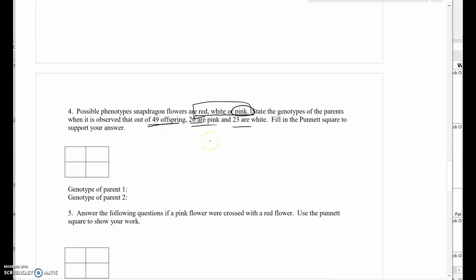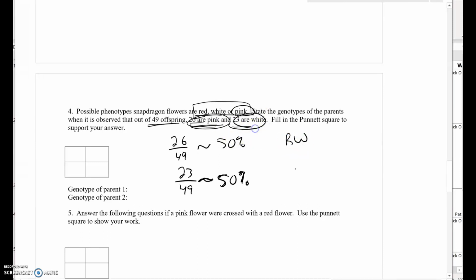26 out of 49 looks like approximately 50%, and 23 out of 49 is also approximately 50%. Not exact, but again, remember predicted probabilities are never going to come out exact, but these are close to 50% and 50%. So we know we must have a square where 50% of our offspring are pink, which from before we knew had the RW phenotype, and 50% of them are white, had the WW phenotype.